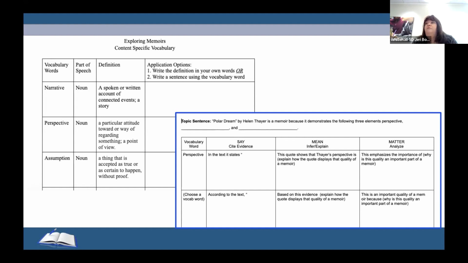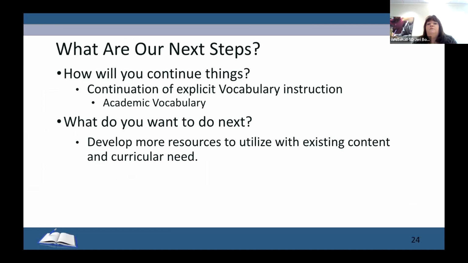So I just feel like that explicit vocabulary has really created this moment, because the students, when they're talking about the memoirs now, are using terms like perspective and scope, and precise language. Those things have really been a game changer in the classroom. So what do we want to do next? We want to develop more resources. We need to get the word out to the rest of our department and then our building. And that's what we have for you today.